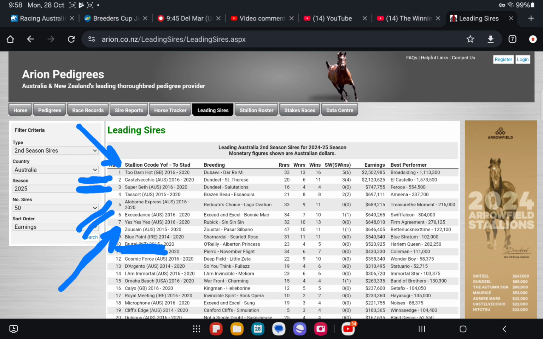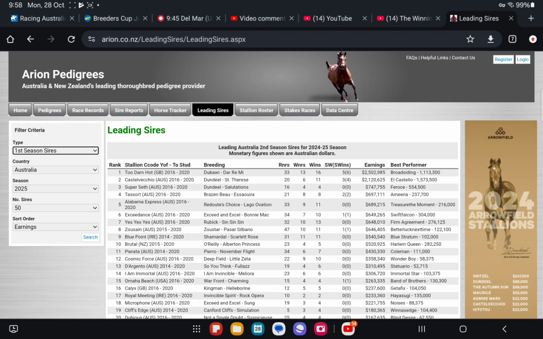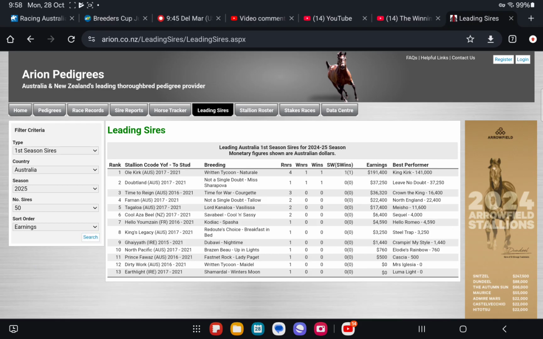So there's no doubt that last year's first season sires are a lot stronger than this year's first season sires. And on the back of that, I'm going to go and pull up the first season sire title. I think we've only had 11 of them, 14 of them produce runners so far. The one I'm really waiting to see is Earthlight, the son of Shamardal. I think he's going to be a big influence. Ole Kirk, Flying Fernando, yet to get a winner. Time to Rain the Sun from Time for War down the Snitzel line. There's a lot to unfold and unpack in the first season sire title at the moment.